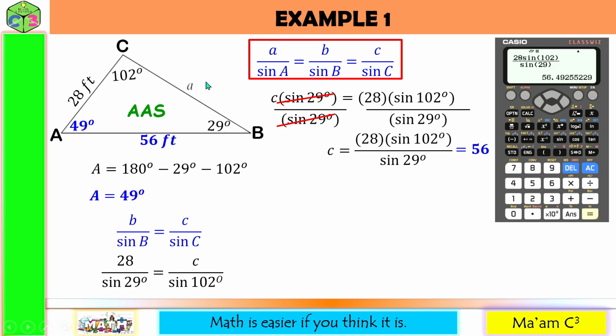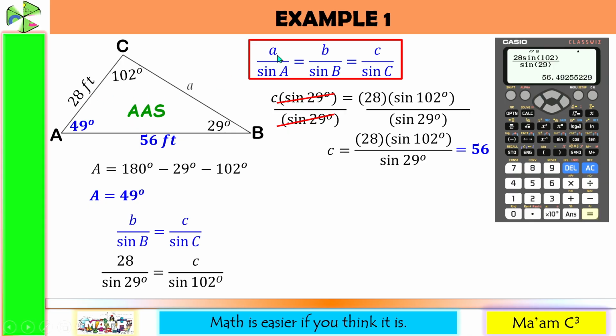Next, I'm going to solve for side A. This time, I need A, sine of A, and then I will use B, sine of B. I can also use C over sine C because I have already solved for side C. But if, for instance, our answer is incorrect, then our side A will also be incorrect. So as a tip, always choose the one that is already given in the problem.